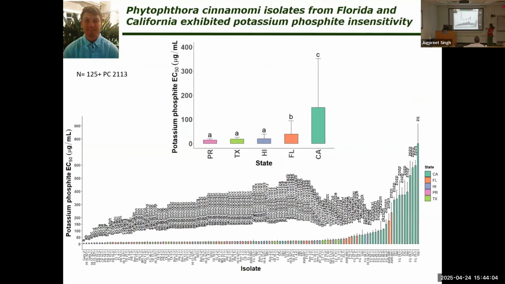And this is potassium phosphite, and you can see the big variability. You have highly insensitive isolates with 900 EC50, which means the amount of chemical that you need to use to inhibit half of the growth of the mycelium. You have isolates that have 800 micrograms per ml and isolates that are less than 50. And the highest ones are from California, of course, because California growers really use lots of potassium phosphite. And there are some from Florida.